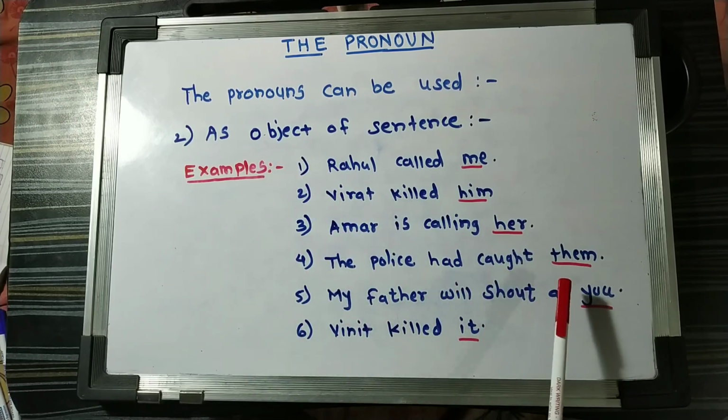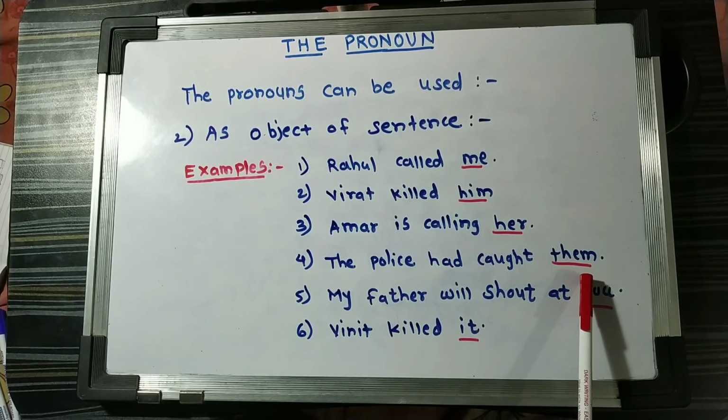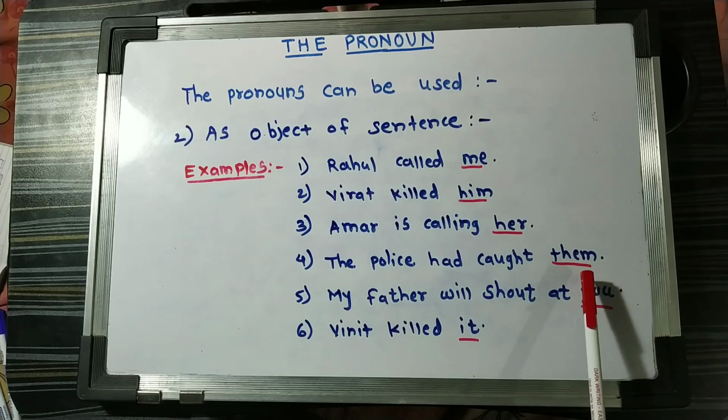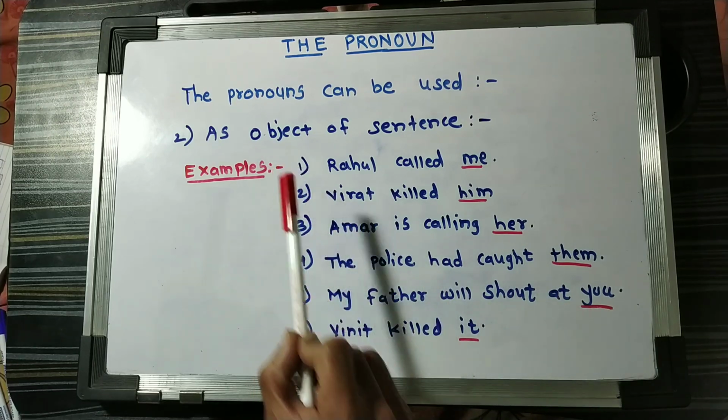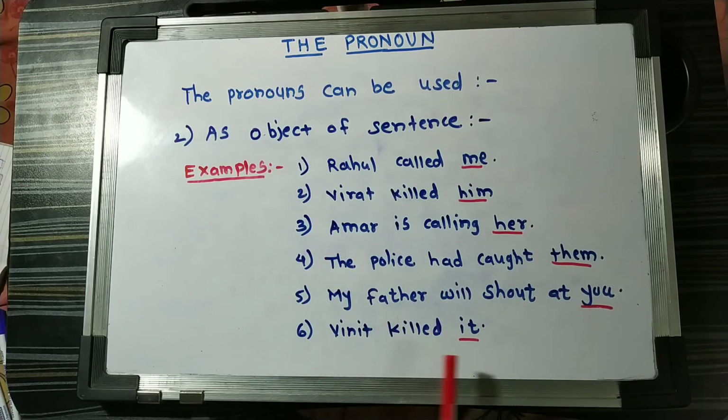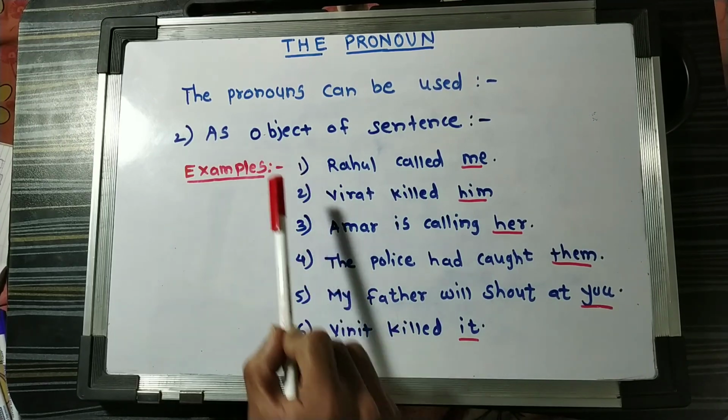The police had caught them. Them is a pronoun and it works like an object of the sentence because it is placed in the end of the sentence. My father will shout at you. You is a pronoun and it works like an object of the sentence. And finally, Vinith killed it. It is a pronoun and it works like an object of a sentence.